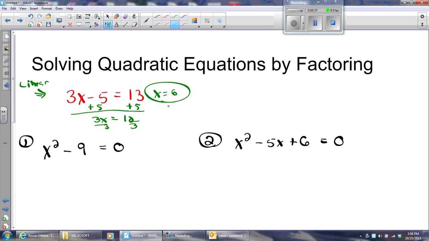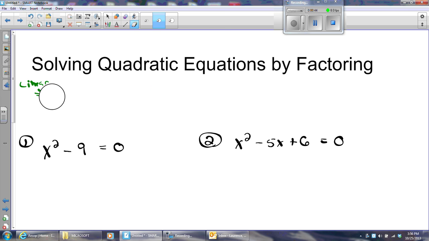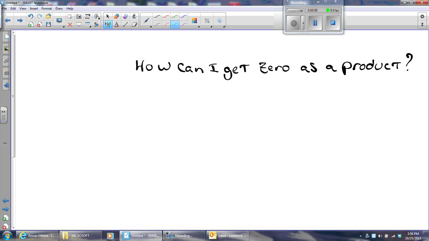We're not going to solve quadratic equations like that at all. One method we might use to solve a quadratic equation is factoring. Yeah, we're going to factor. Okay, now before we do, I need to ask you this question. How can you get 0 as a product? Well, in other words, what multiplication problem could equal 0?